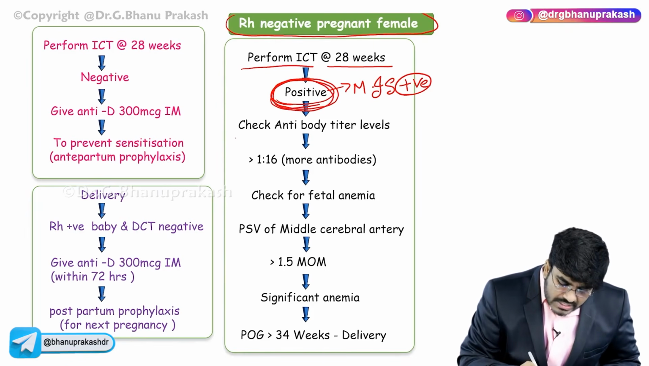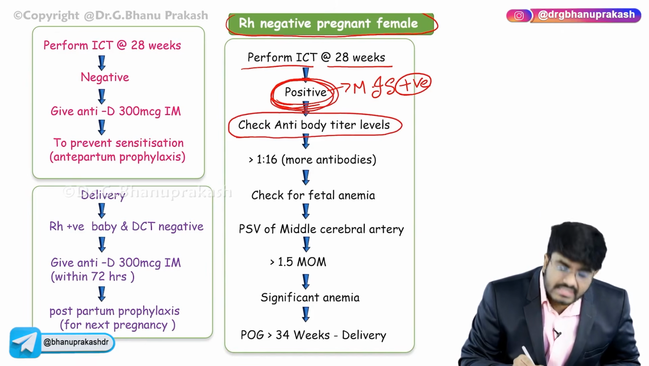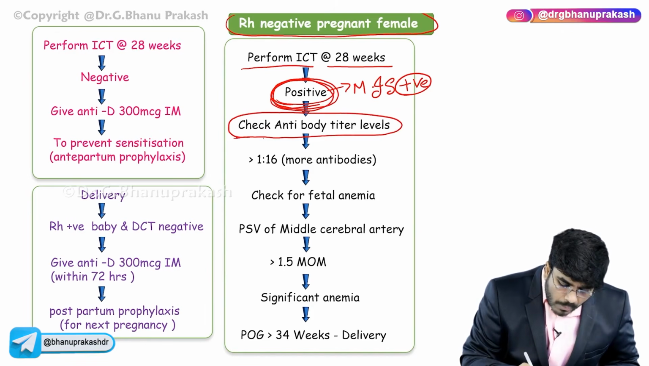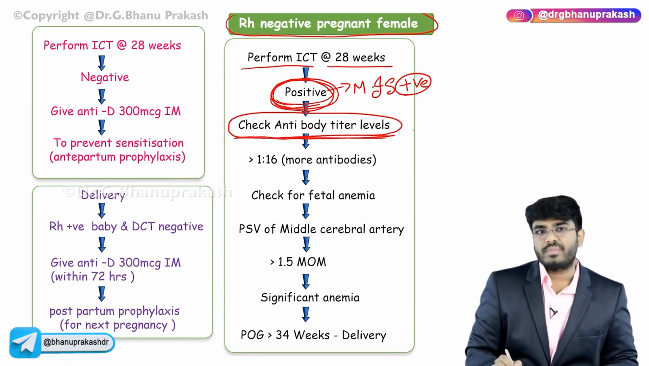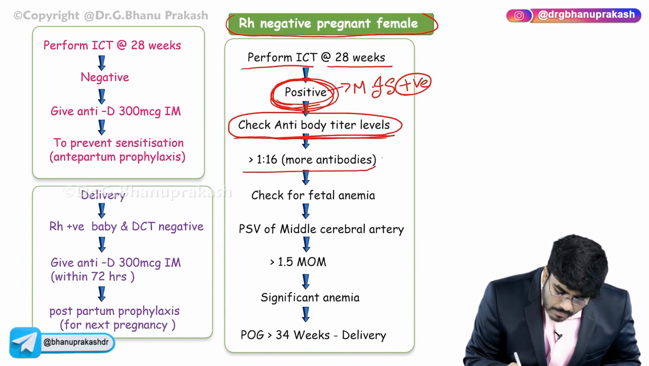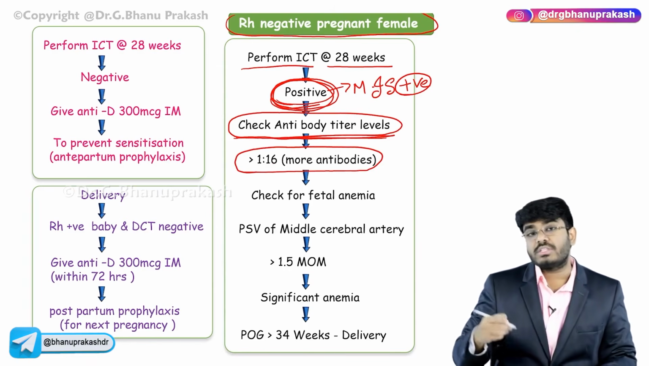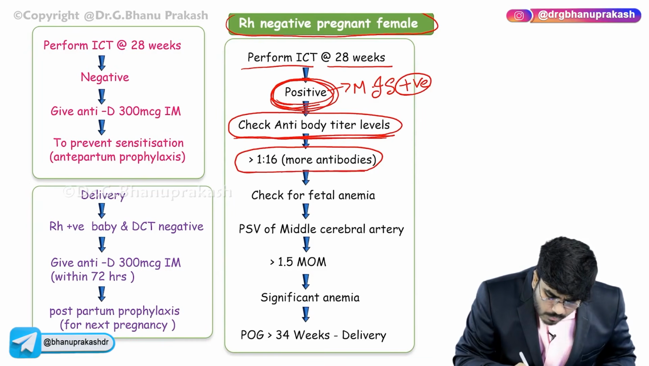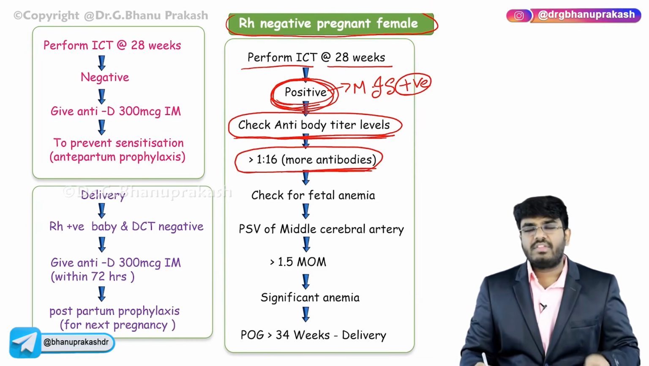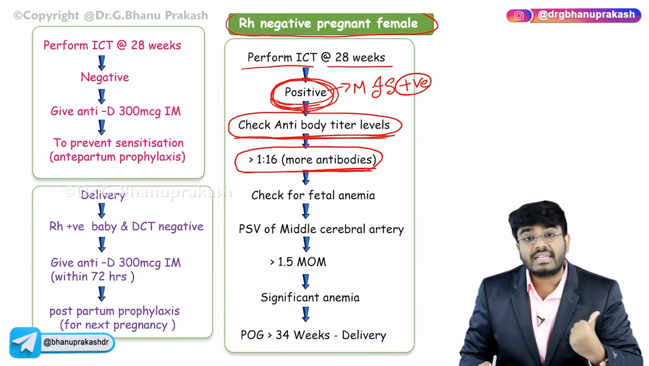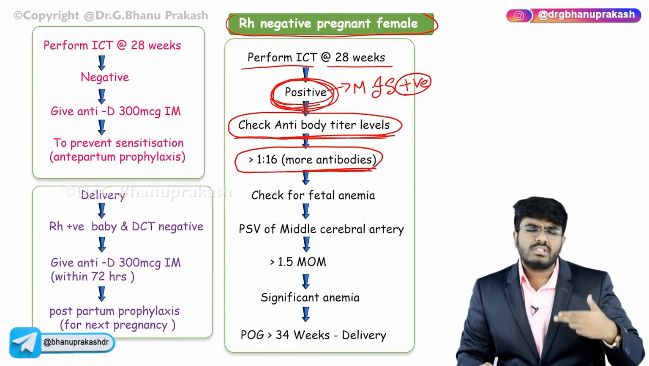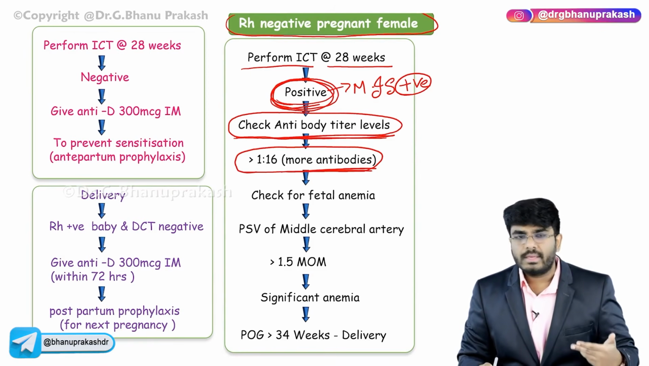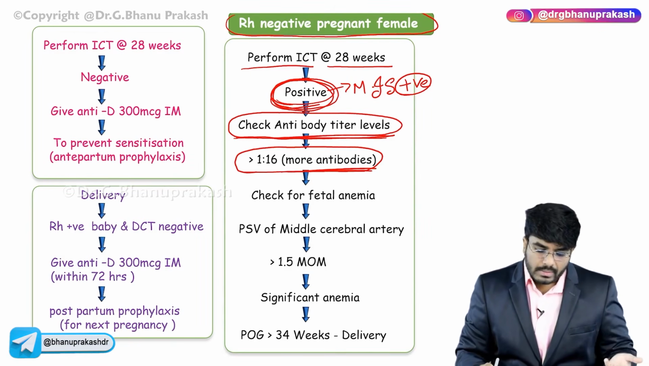if it is coming positive, check the antibody titer levels in the mother. Okay, check how much amount of antibodies she is making. If she is making antibodies in the ratio of more than 1:16, more than 1:16 means high antibodies, she is making more antibodies. If the titer is less than 1:16, we are just going to do the regular follow-up. Okay, we are going to do the weekly follow-up.